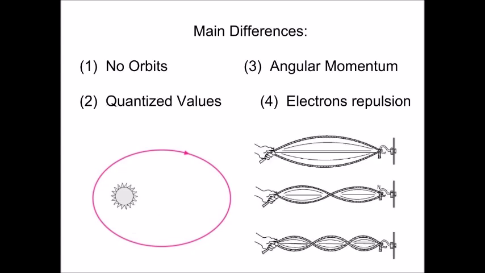Second, a planet's distance from the sun, its velocity, and its orbital energy can all vary continuously. For electrons, these values are quantized. Certain values are possible, in-between values are not. Think of the possible standing waves on a string. Only certain frequencies and wavelengths are possible.